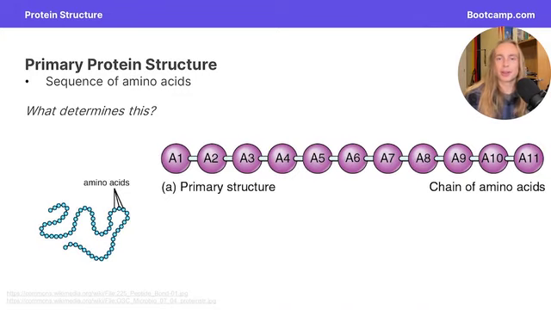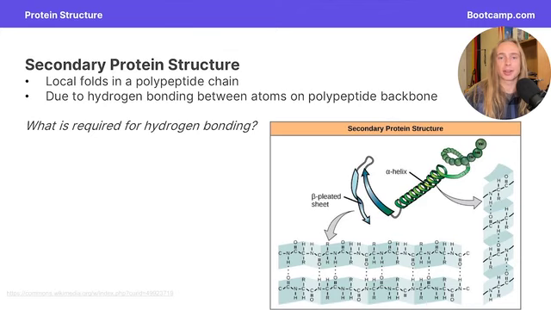So knowing that primary structure is just the order of the amino acids, what's going to determine the order of the amino acids? And nice, so hopefully you remember that genes within our DNA are going to code for the order of these amino acids. Secondary protein structure is just local folds of the polypeptide chain. This is going to be determined by hydrogen bonding on the protein backbone.